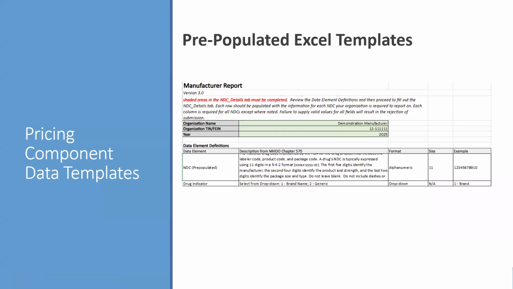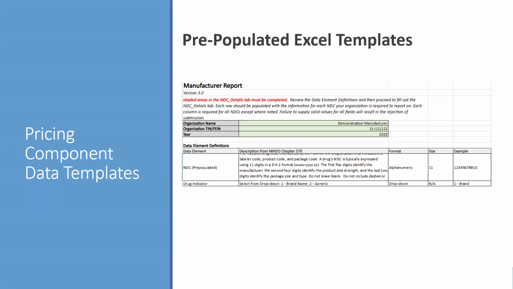Next, I wanted to go over the next step in this process, which is the submission of the pricing component data templates. So you'll see here we have a snippet of what this data template looks like. And if you've reported previously, I'm guessing that this pricing component data template will look similar to you because it's similar to what was used last year. These are Excel documents loaded into the portal for entities who are required to report.